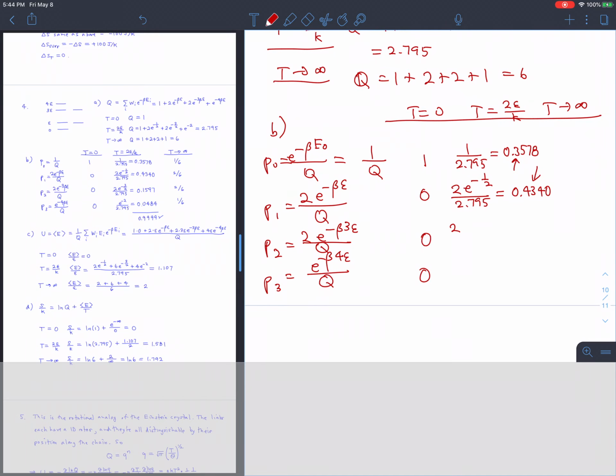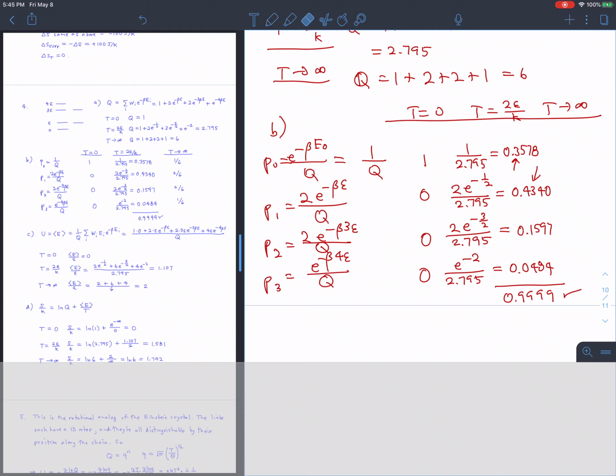For P2, e to the minus 3/2 over 2.795, which is equal to 0.1597. And finally, for P3, for the highest level, e to the minus 2 over 2.795, which is equal to 0.0484. If you add all those guys up together, it's 0.9999, which proves that at least the numbers are reasonable.